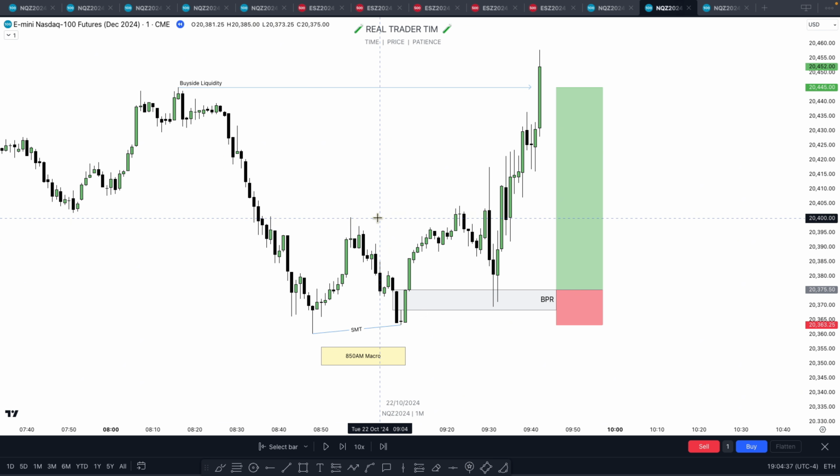Now, what makes this setup even better? We have an SMT, which is an extreme signature of strength when we have a situation like this, when NASDAQ is making this SMT and failing to make this lower low, and we have this cracking correlation. But on top of that, just the price signature, when is that SMT occurring? During a macro window. And in this specific situation, it is the 8:50 a.m. to 9:10 a.m. macro. So we're seeing an SMT that right after is followed by a balanced price range. So this is a very, very good scenario where you should feel confident taking a long out of.